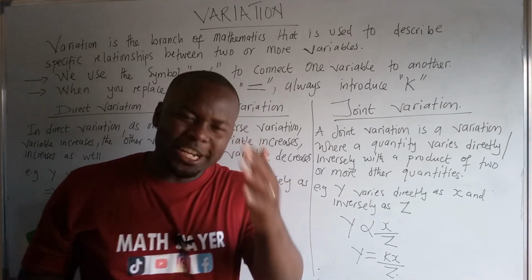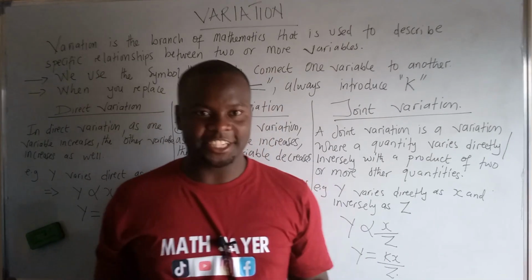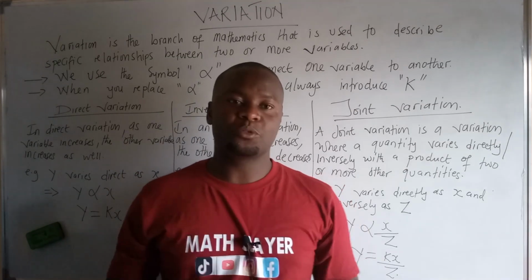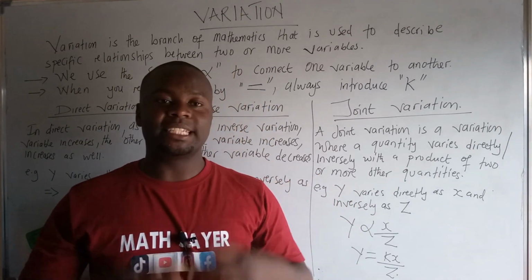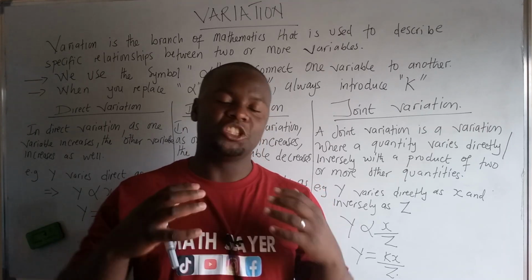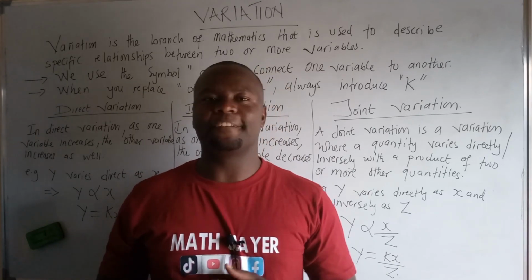Other than this, what else are you supposed to know about variation? It is the types of variation. There are four types of variation that you need to understand. The first one is the direct variation. The second one is the inverse variation. The third one is the joint variation. And the last one is the partial variation.